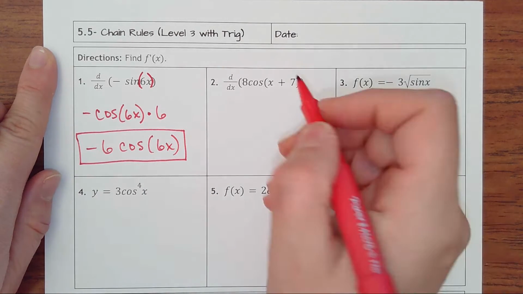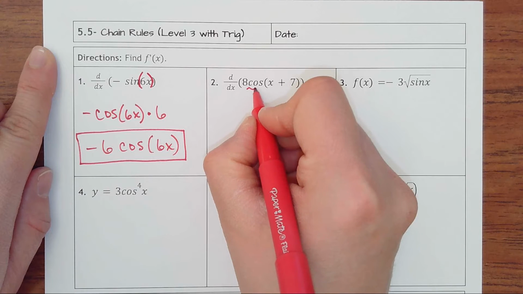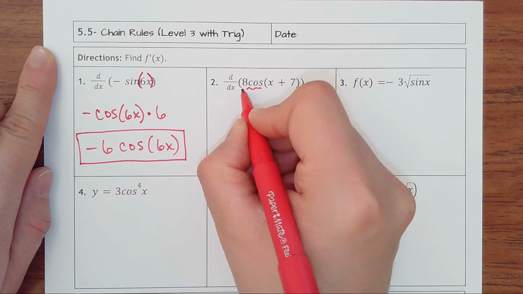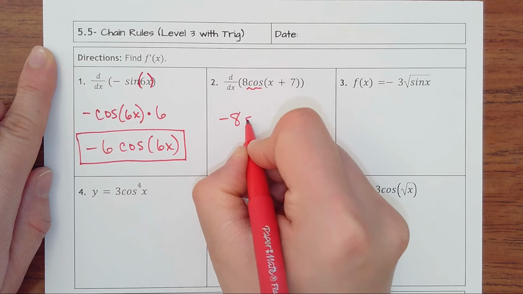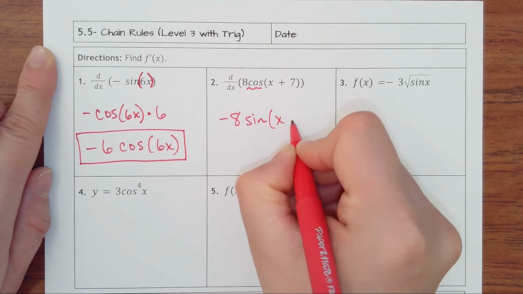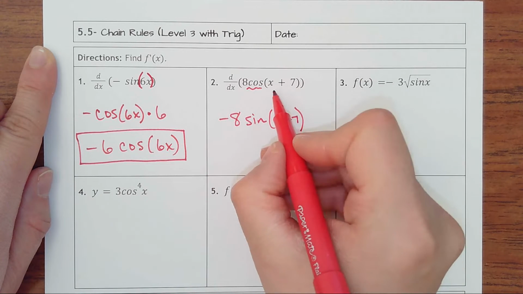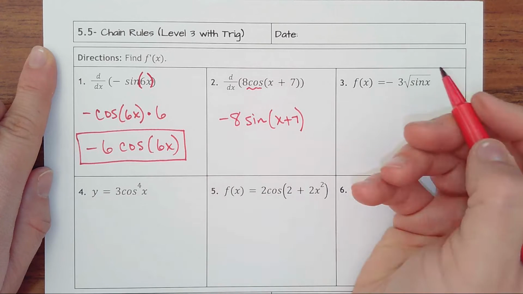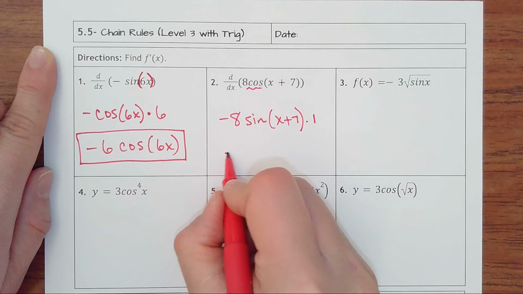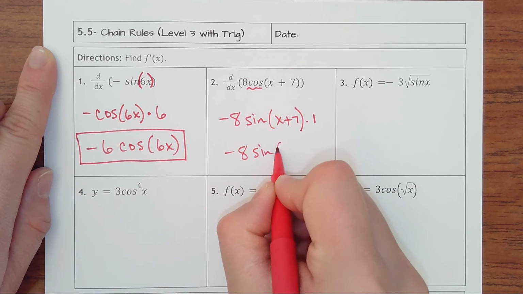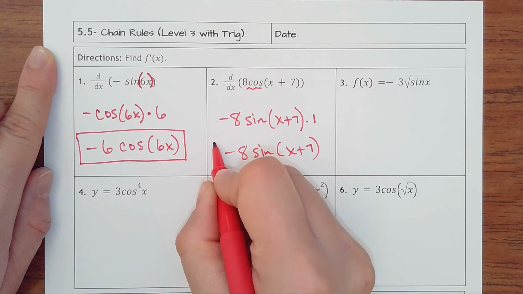Okay, number 2, very similar. Derivative of cosine is negative sine, so we'll have to have negative 8 times sine, keep the inside, x plus 7, times the derivative of x plus 7, which is just times 1. So that doesn't change anything. So I find these kind of fun.